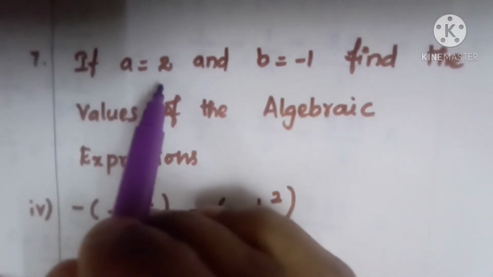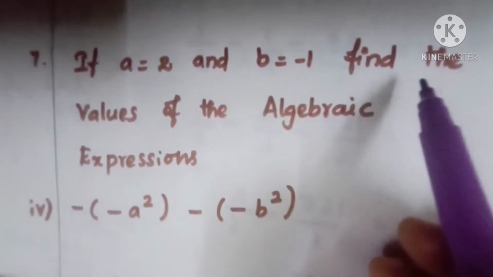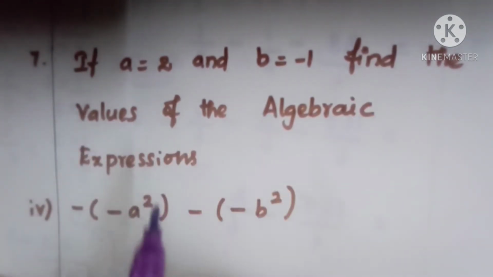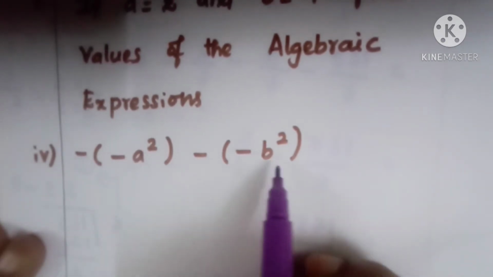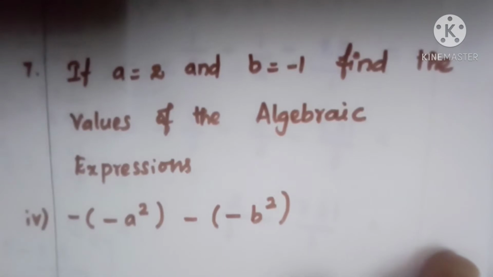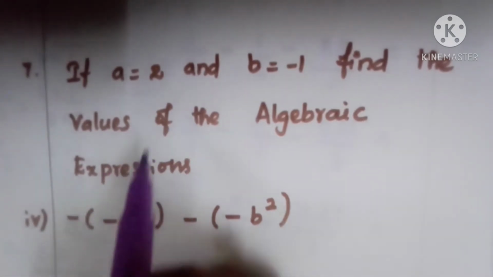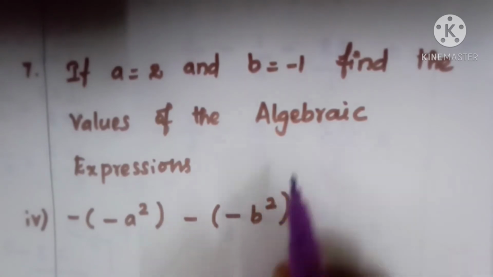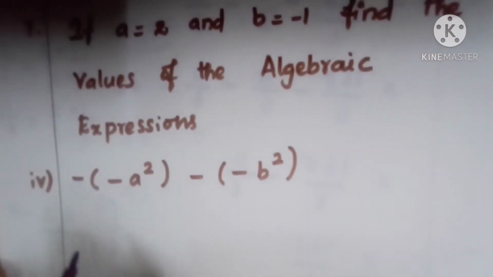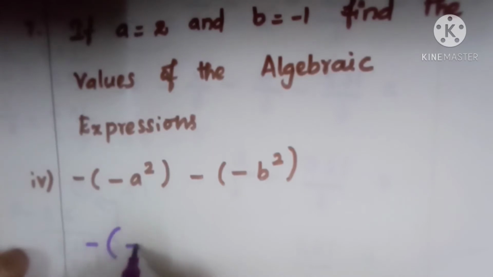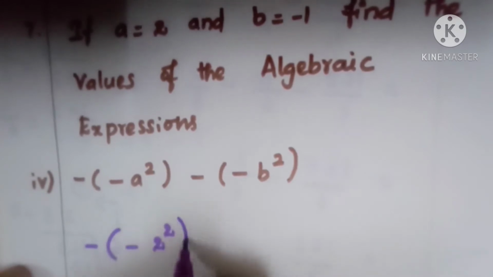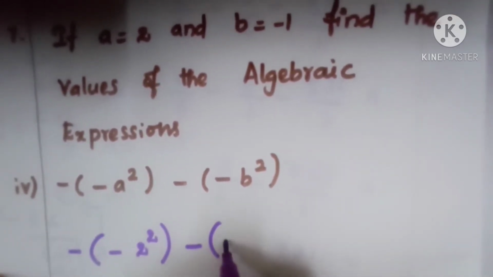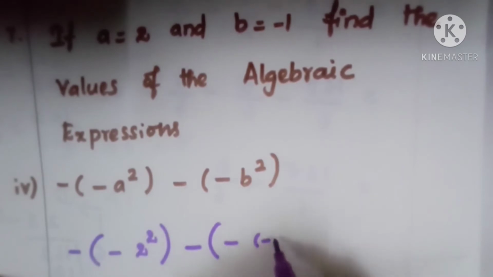Seventh sum. If a is equal to 2 and b is equal to minus 1, find the values of the algebraic expression: minus of minus a square minus of minus b square. So in case of a, we have to put the value of 2 and in case of b, we have to put the value of minus 1. So minus of minus a square means 2 square minus and minus of minus 1 the whole square.